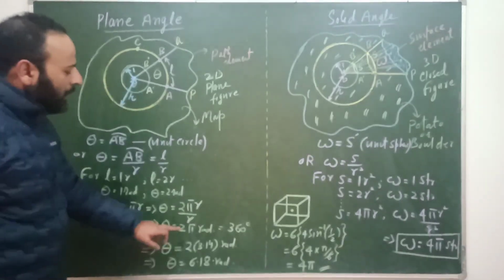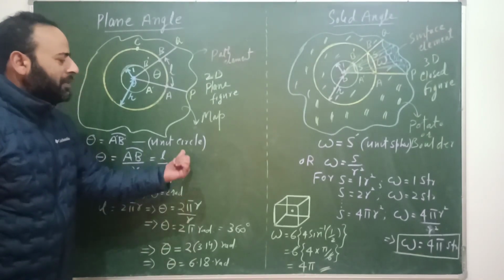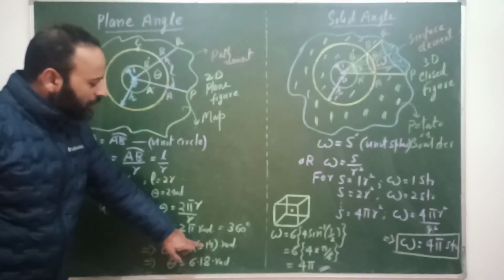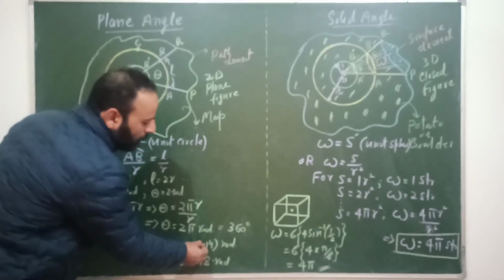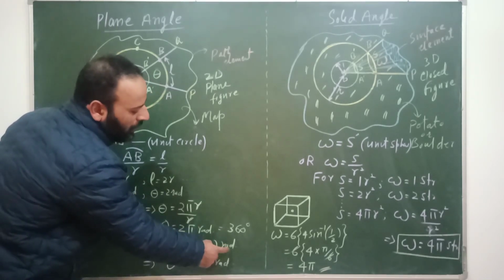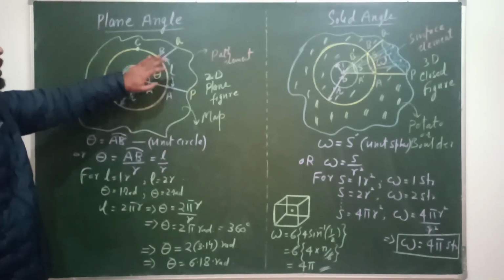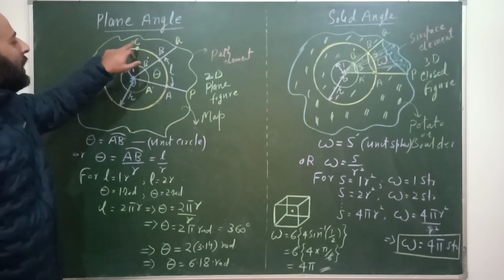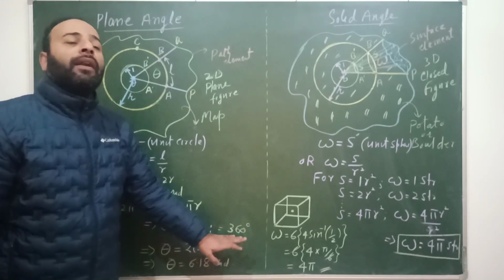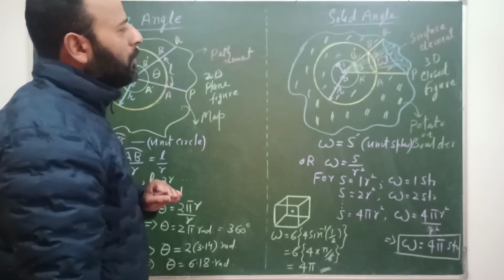Or we can say the 2 pi radians, since pi is the ratio of the circumference of the circle to the diameter of the circle, that is 22 divided by 7, and up to 2 places of decimal it is 3.14. So we can write 2 into 3.14 radians. So theta is equal to 6.28 radians. So the total plane angle subtended at the center of a circle is equal to about 6.28 radians. So this is the concept of the plane angle in the easiest possible way.